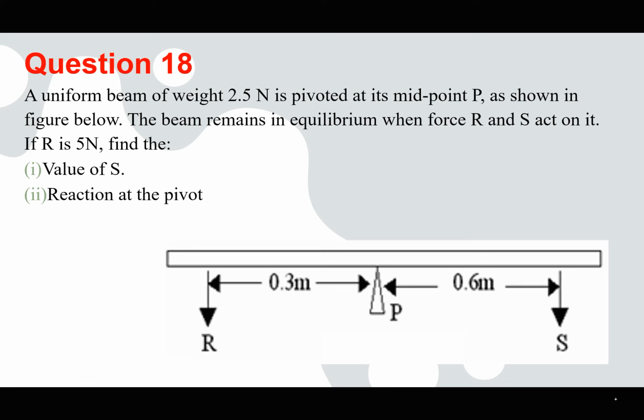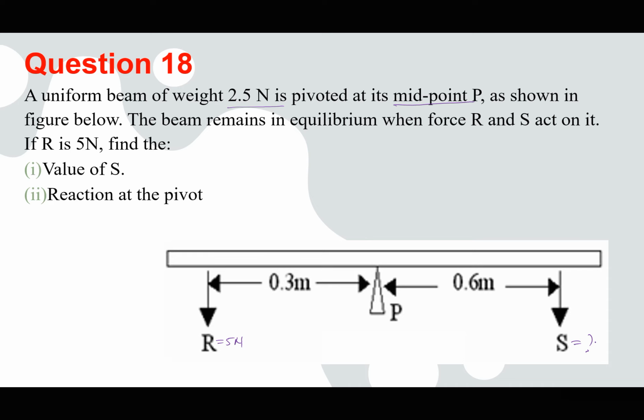A uniform beam of weight 2.5 newtons is pivoted at its midpoint. That means it is pivoted at the center. As shown in the figure below, the beam remains in equilibrium when forces R and S act on it. If R is 5 newtons, find S and the reaction at the pivot.